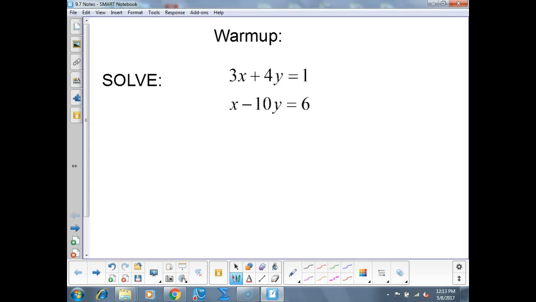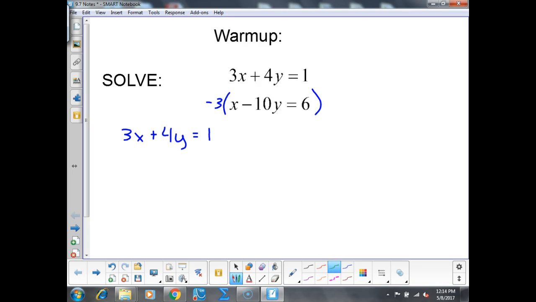How do you want to solve it? Elimination? Okay. How do you want to set it up? By -3? Okay. So the top equation stays 3x plus 4y equals 1, and the bottom equation becomes -3x plus 30y equals -18. Then to that I add them.